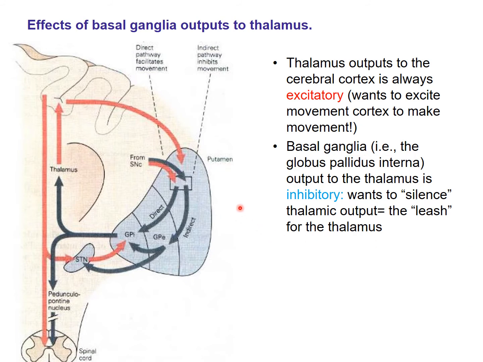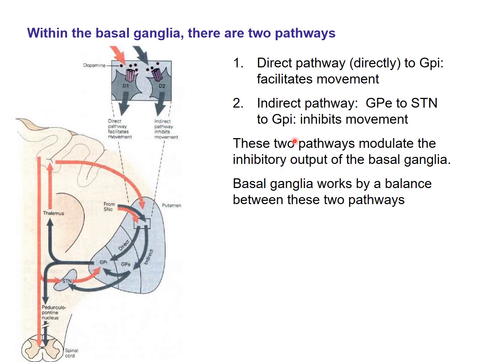Within the basal ganglia, there are two pathways. The direct pathway, which goes directly from the putamen to the globus pallidus interna, GPi, and the indirect pathway, which goes from the globus pallidus externa to the subthalamic nucleus, and then finally to the globus pallidus interna. And this indirect pathway inhibits movement, while the direct pathway facilitates movement.